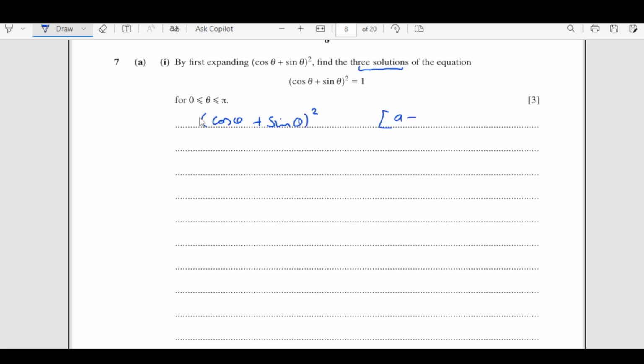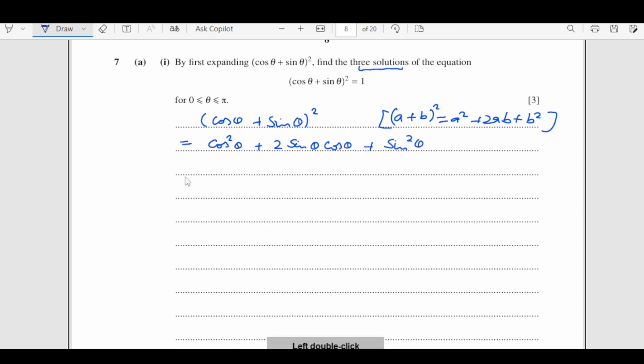So I am using here the formula of (a plus b) squared, which is a squared plus 2ab plus b squared, right. So a squared, a is our cos here, cos squared theta plus 2 cos theta sin theta, or sin theta cos theta, the same thing, plus sin squared theta, right. So now I am just combining cos squared theta plus sin squared theta plus 2 sin theta cos theta is equal to 1. This all is given to us as 1, right.